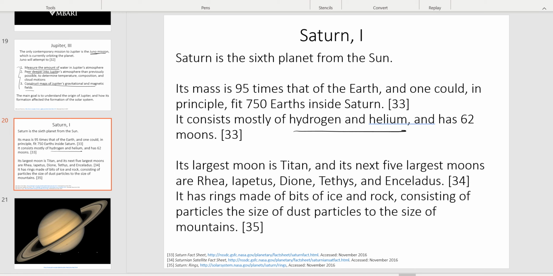It's because in the early universe, hydrogen and helium were the only two elements that could have been produced in large quantities. This we will talk about when we get to cosmology. I'm going to leave the rest of the discussion for the end of the semester when we get to that lecture. Saturn has 62 moons. The largest moon is Titan, and then there's some other moons as well. That's not horrendously important.